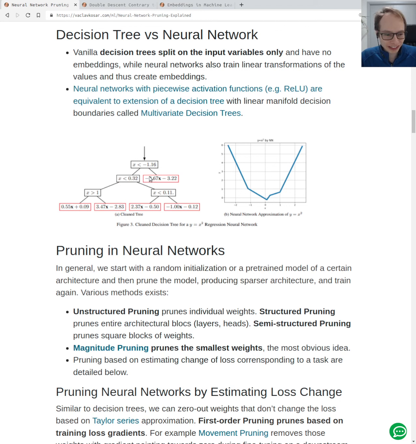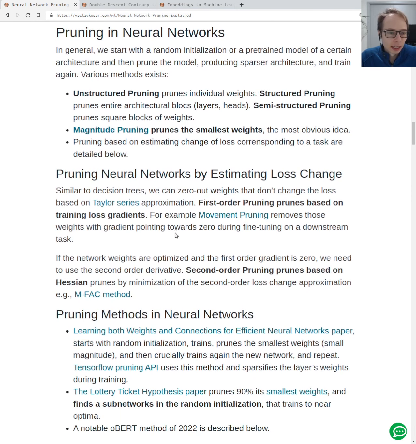That kind of decision tree, which is then equivalent to a neural network, looks like this. We can see that instead of decision boundaries being something bigger or smaller, we take linear combinations which need to be bigger or smaller. And pruning in neural networks basically involves what you would expect, the same as with the decision tree: we grow the tree and then we prune it.